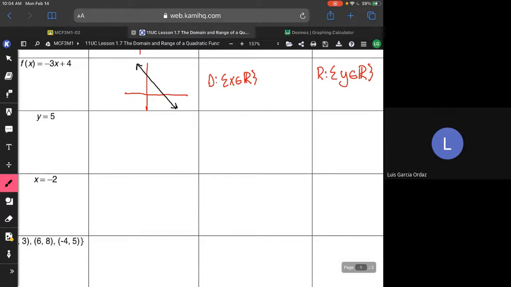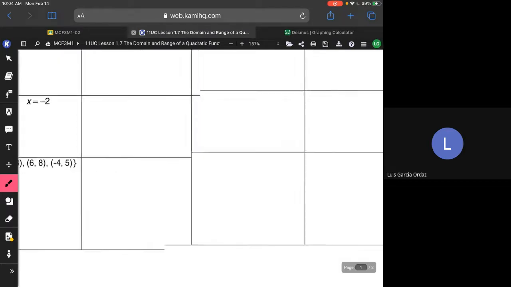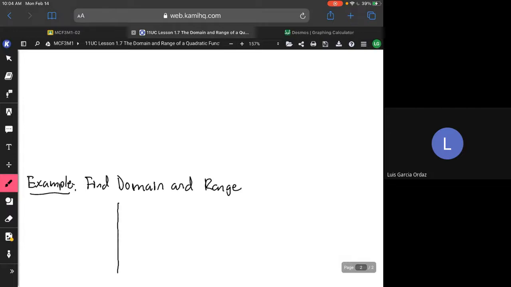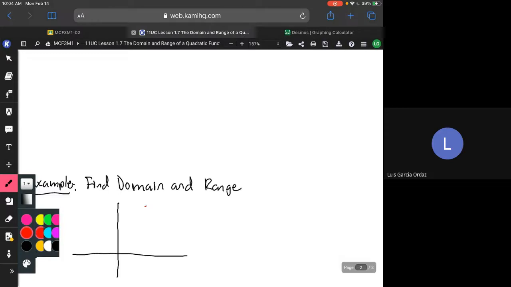Of my own. I'm not going to write the equation because there's going to be no need to. So this is an extra example. Find domain and range. On this graph, I'm just going to give you my vertex. So I have my X and Y axis. My vertex is going to be at (3, 19), and it's going to be opening downwards.